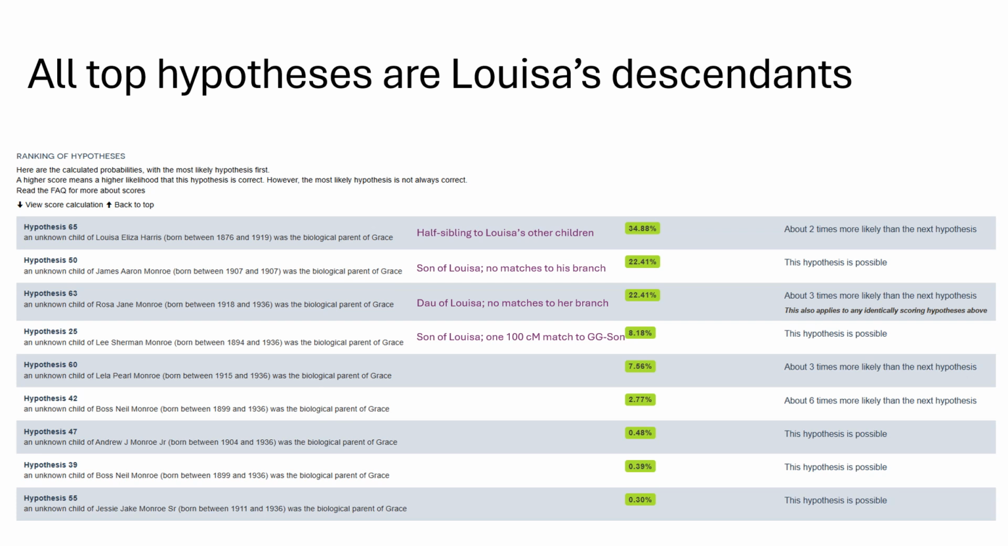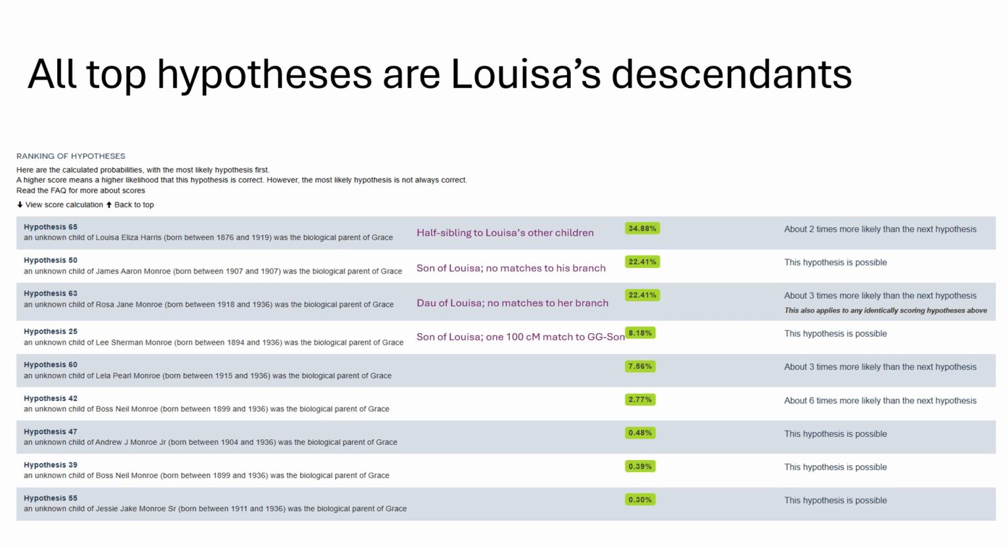So then the next hypothesis, number 50, is that an unknown child of James Aaron Monroe was the biological parent of Grace. So looking in the tree, James Monroe's position is that he's a son of Louisa Harris, and I had not found any matches to Grace in this branch. So if I did find a match to this branch, then maybe it would show a high amount of centimorgans. But I would have to do additional testing.